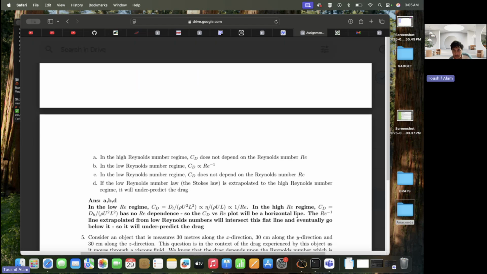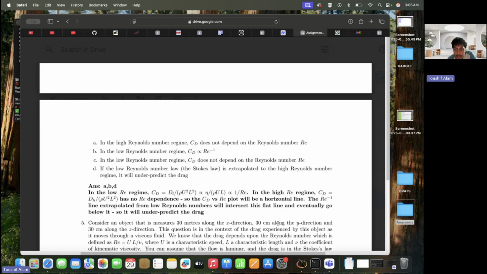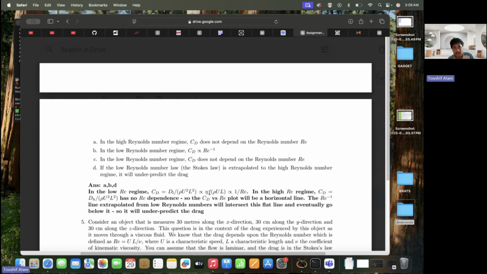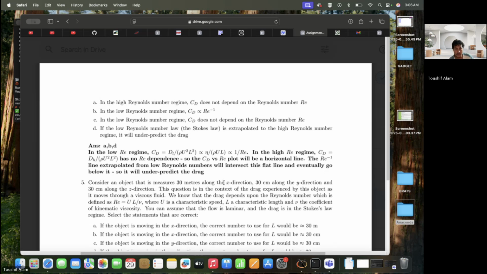In the high Re region, CD is dh by rho U square L square, which has no Re dependence. So the CD versus Re plot will be a horizontal line for high Re. The Re inverse line, going from the horizontal, will intersect this flat line and eventually go below it, so it will underestimate the drag. Okay, so options A, B and D.